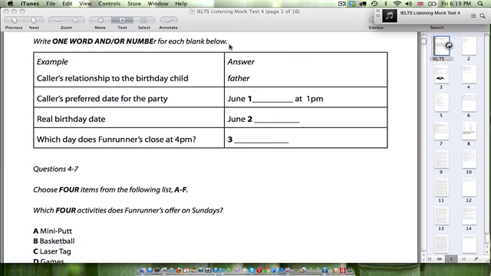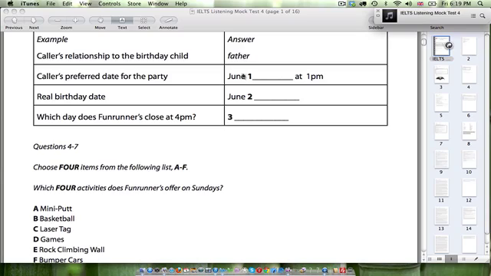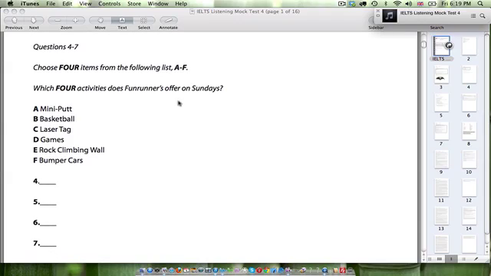Okay, so we're looking for one word and or a number. So if we look at the answers down here, June, these are going to be numbers. Which day does Fun Runners close? This will be a day of the week. If we look down here, 4 activities does Fun Runners offer on Sunday? Okay, mini putt, basketball. See that there is an example that has likely been stated for you.